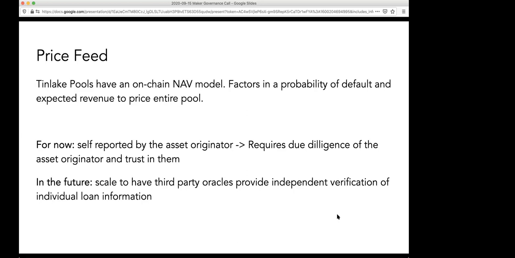What we want to do is move quickly now at a small scale and then iterate on the process to scale up. In the future, the goal can be that the data the asset originator reports is verified by third parties, and have oracles that provide this data on chain. This could be, for example, data like the credit score of the borrower if it's a consumer, a real estate estimate, or some other kind of asset.